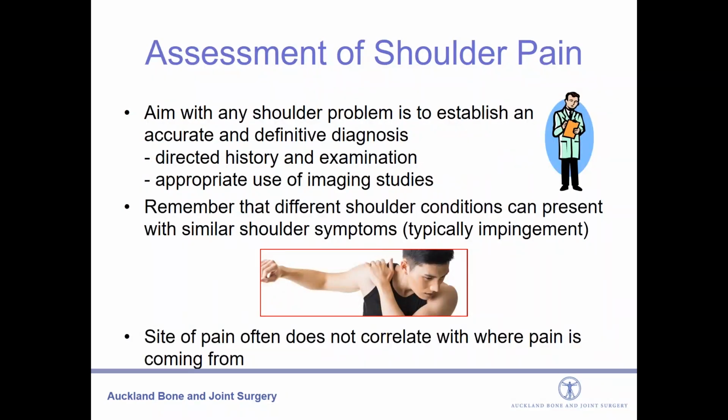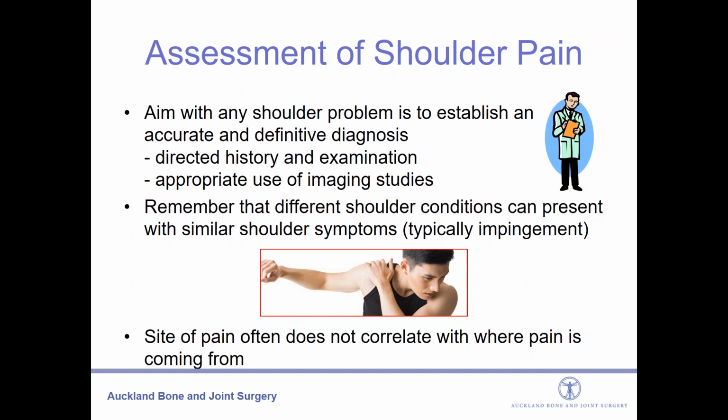So when I think of assessment of shoulder pain, obviously the primary aim in primary care, be it general practitioner, physios, whoever, is to try and establish an accurate and definitive diagnosis. That's where, as I've said, it can be difficult with the shoulder. But I think it's important not to forget the basics. For me, the history and examination is the most important thing in helping me to make a diagnosis in these patients. It's not the use of imaging studies. They're just adjuncts to help confirm what I'm thinking.